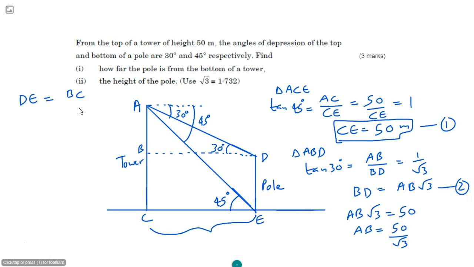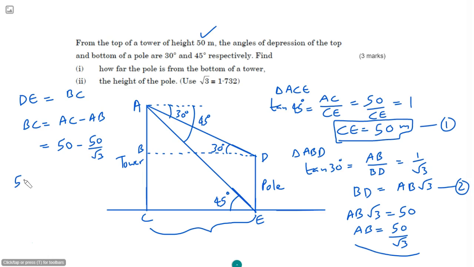So all we need to do is find BC. You know that BC is equal to AC minus AB. And AC is the height of the tower, which is given as 50 meters. So that's 50 minus, and we just found AB is 50 by √3. So let's write that here. AB is 50 by √3.